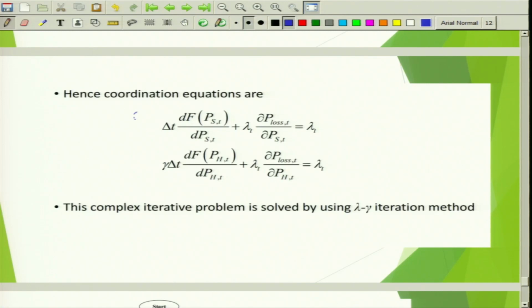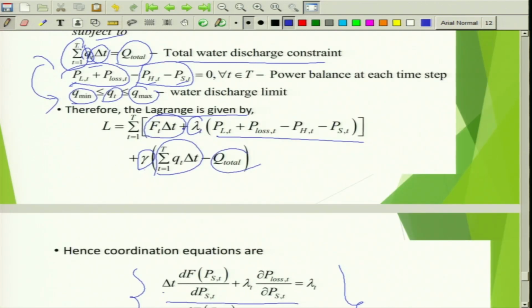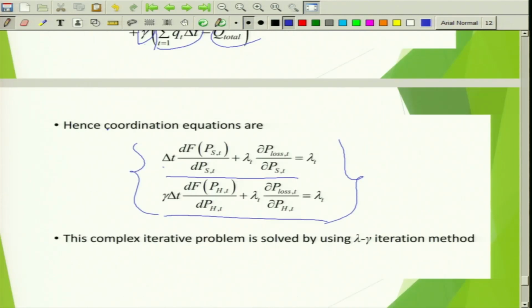Hence there are coordination equations which are written here. One is with respect to the thermal power plant, another with respect to the hydropower plant. You just have to partially differentiate the Lagrangian function with respect to Ps of t, right? So there are two coordination equations: dF(Ps of t) by dPs of t plus lambda into the derivative with respect to the loss. This is due to the loss function. We have discussed penalty factor and other things. So that is equal to the Lagrangian multiplier. Similarly, you have another coordination equation with respect to the hydro. Earlier there was only one generation, now we have two.